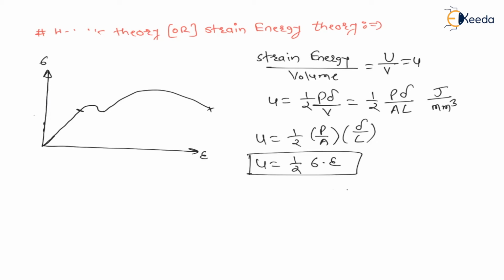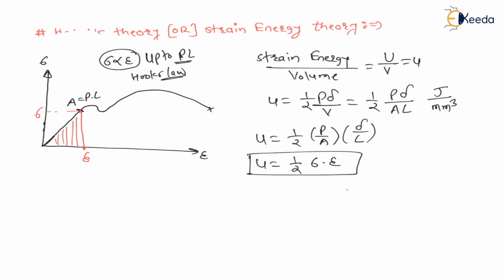Now up to proportionality limit, let us say A is the proportionality limit, right? Up to the proportionality limit, the stress is directly proportional to strain, strictly speaking up to PL, and this is called Hooke's law. Now up to PL, if I see the area under the stress strain diagram, here the y coordinate is stress and the x coordinate is strain. Therefore this area looks like a triangle, 1 half stress into strain, which is nothing but strain energy per unit volume.